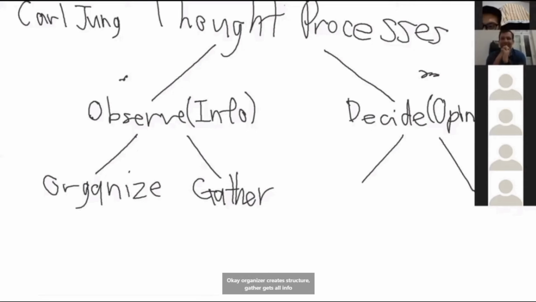Okay, organizer creates structure, gatherer gets all info, which is okay. Cool, that's fair. I will go a bit more into that later. In fact, the answer is that it depends. That's a sign of coherence, actually. Good job on that.